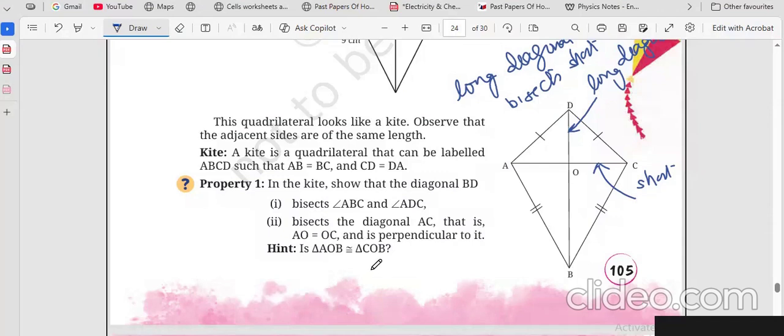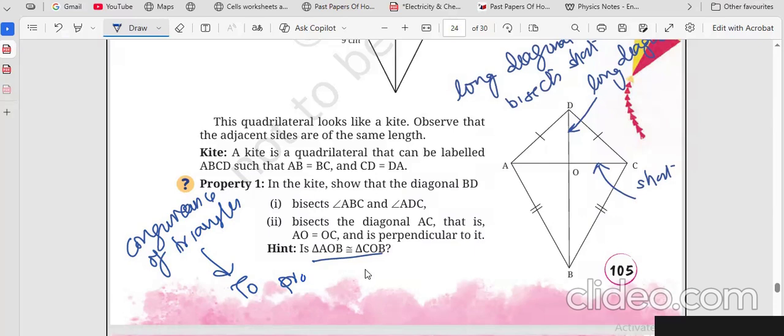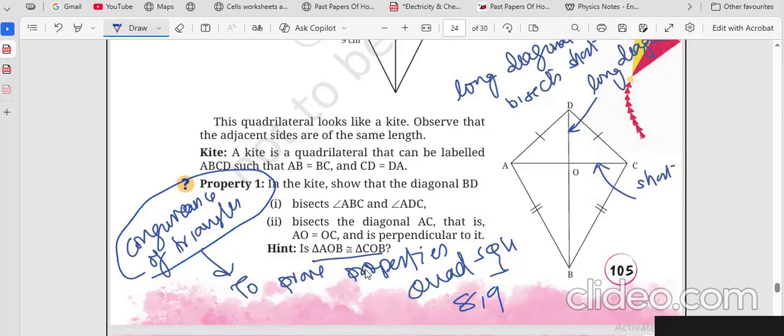Here he is using congruence to prove the properties of quadrilaterals. So you will use congruence of triangles to prove the various properties of quadrilaterals, of square, of parallelogram, and you will do this in class 8th and 9th both. So you use congruence of triangles to do this. So better do this, otherwise you will suffer in 9th also.